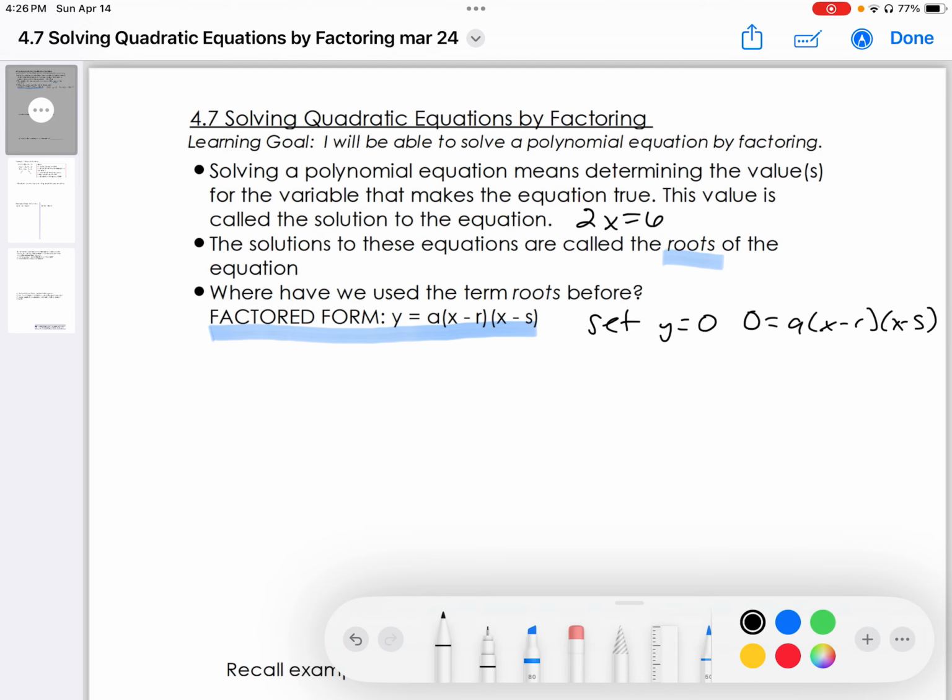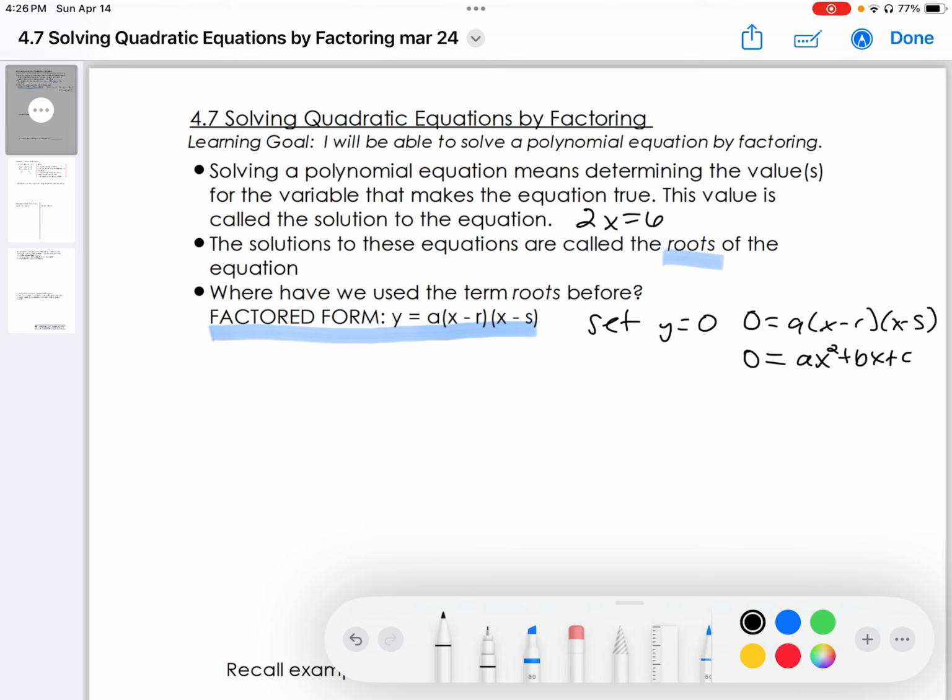Or if it was standard form, I have two instances of x. How do I find what those values are? And now we have a strategy. We know sort of what to do.